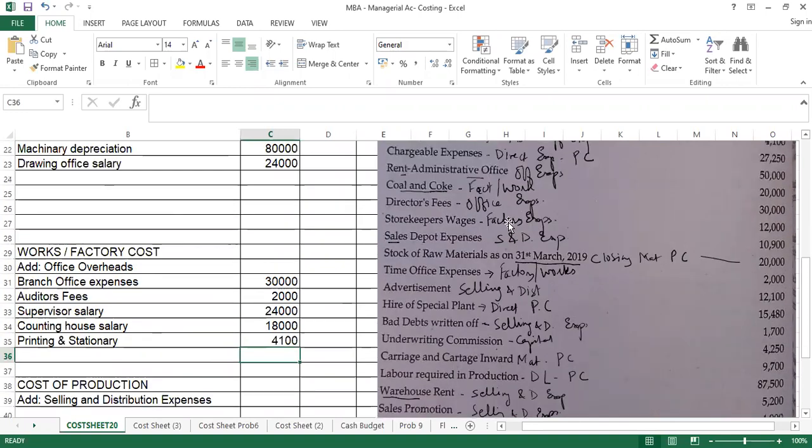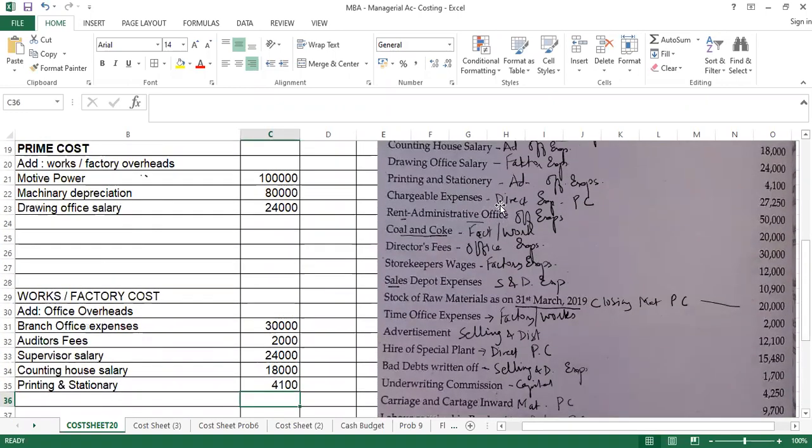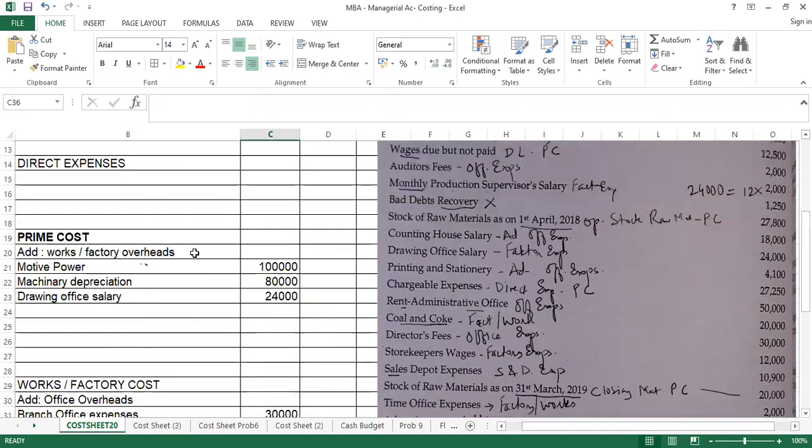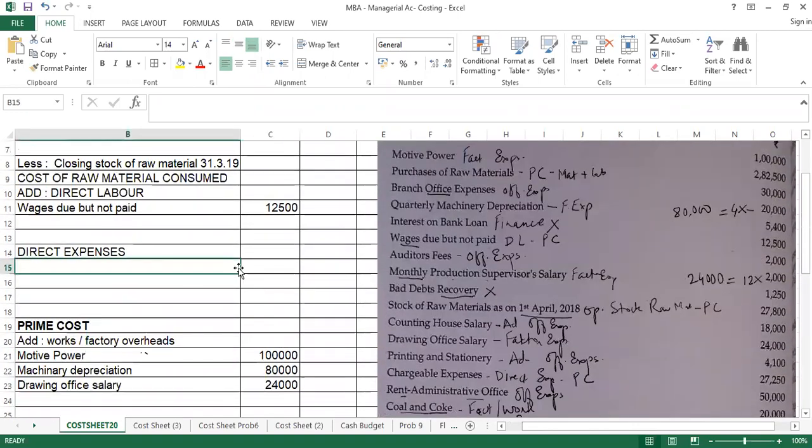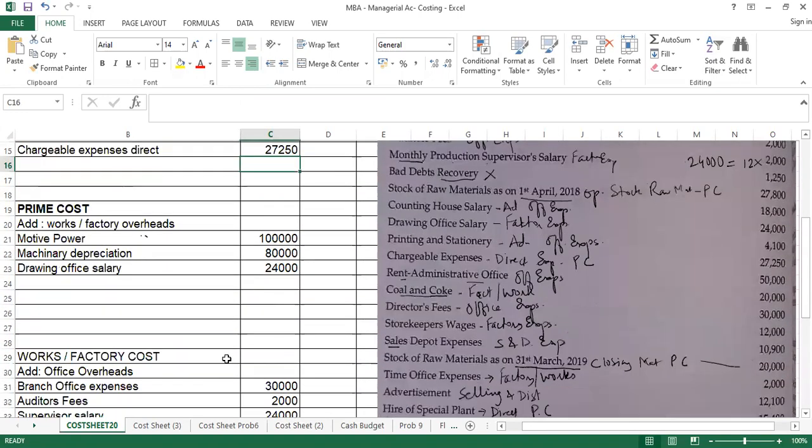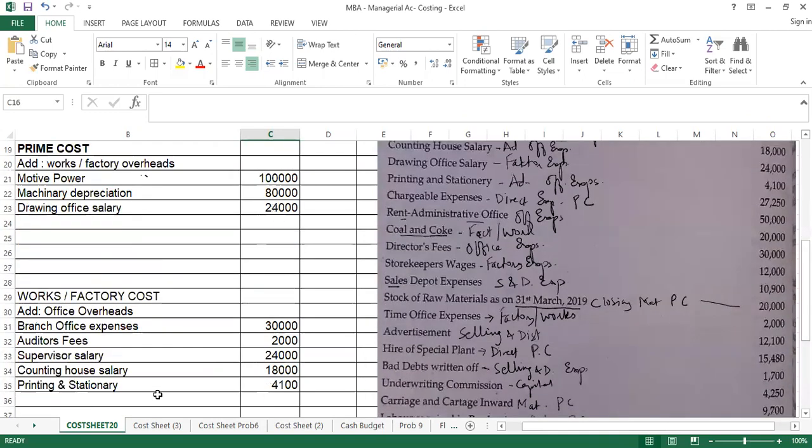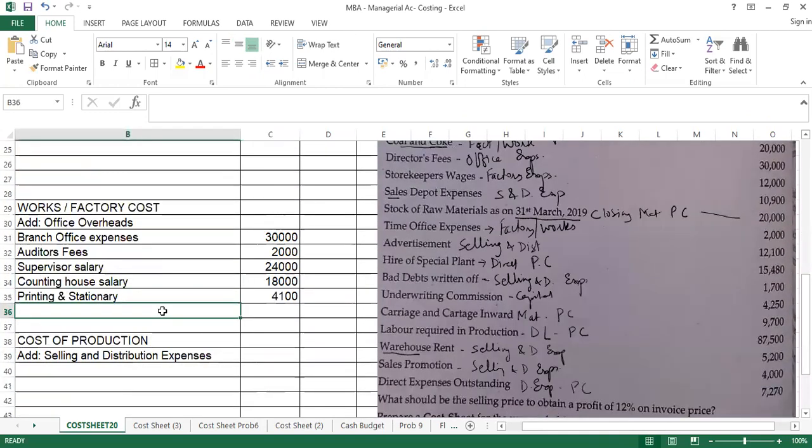Next, chargeable expenses, direct expenses, for the total prime cost. So here direct expenses, chargeable expenses. It will go to direct expenses. The amount of chargeable expenses is 27,250. Next, rent of admin office. So it will go to office expenses. Rent of admin office is 50,000. So it will go here in the office expenses, administrative office rent, and the amount is 50,000.